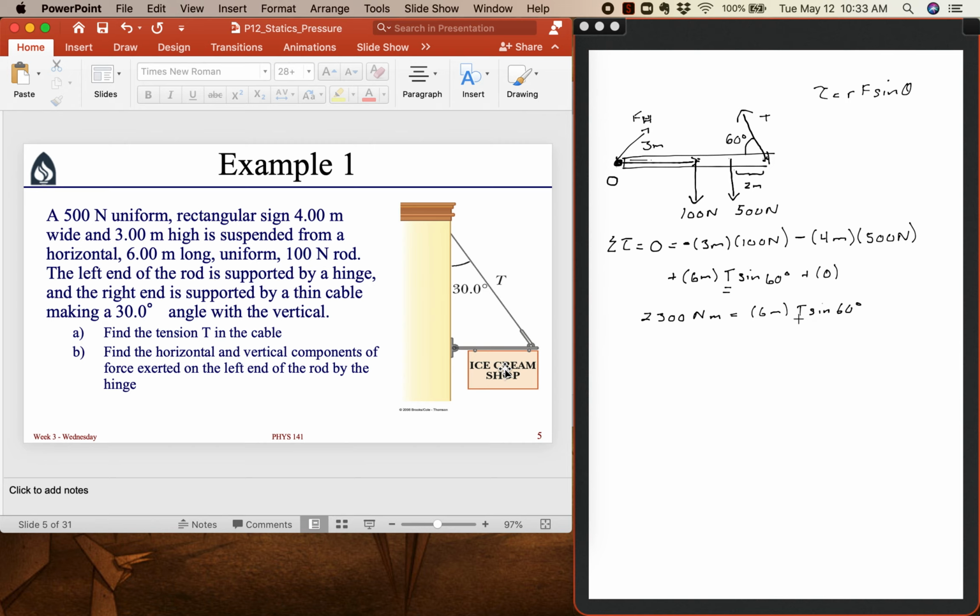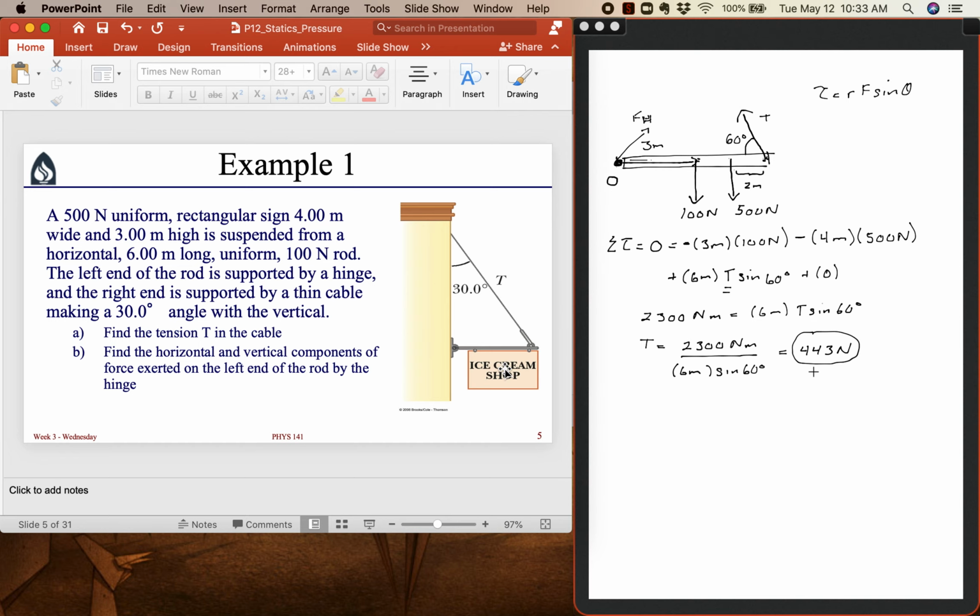So then I can just divide both sides by 6 meters times sine of 60. The tension force is 2,300 newtons times meters divided by 6 meters times the sine of 60 degrees. So that's going to give me a tension force of 443 newtons. Okay, so now I know the tension force. That's the solution to part A.